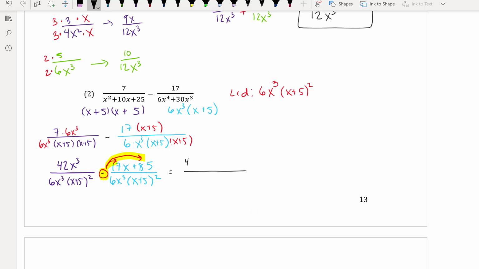So I have my 42x cubed, and I have a minus 17x and a minus 85. In my denominator, I have a 6x cubed and my x plus 5 squared. And if you want, you can look at that numerator and see if anything can cancel or be factored out, and it cannot. So that is as far as you need to go. So that is going to be my final answer.